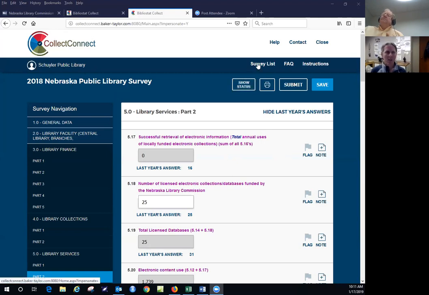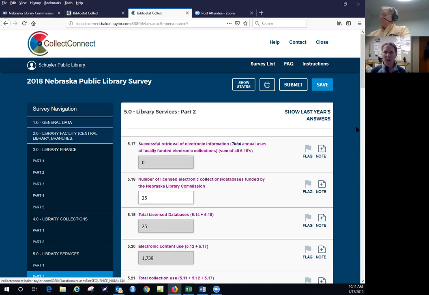There's a survey list where you can look at previous year surveys if you wanted to print those or look at those. Frequently asked questions, the survey instructions are also embedded in the survey itself. There's a show status button that we'll get to at the end. Print icon if you want to print your survey when it's completed. The submit button, after we get to the end of the survey, we can hit that. And then a save button just saves the data that we entered on this page.